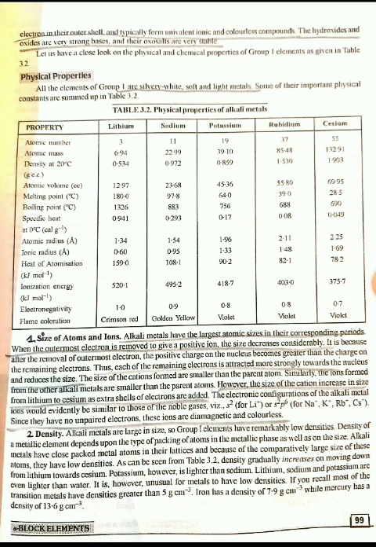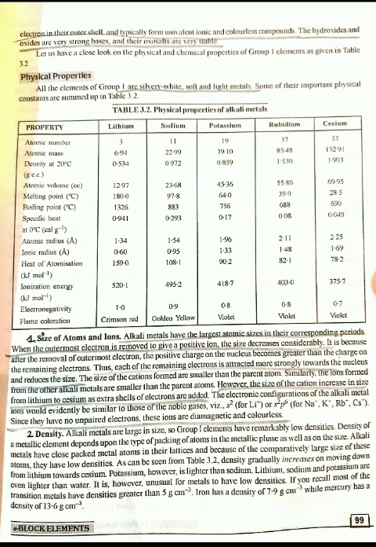Boiling point in degrees Celsius: lithium 1326, sodium 883, potassium 756, rubidium 688, cesium 690. Specific heat at 0 degrees Celsius in calorie per gram: lithium 0.941, sodium 0.293, potassium 0.17, rubidium 0.08, cesium 0.049.